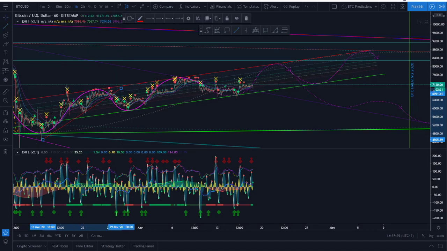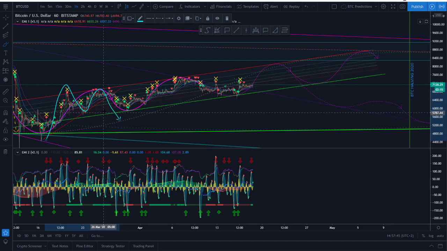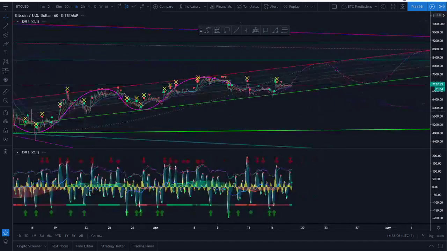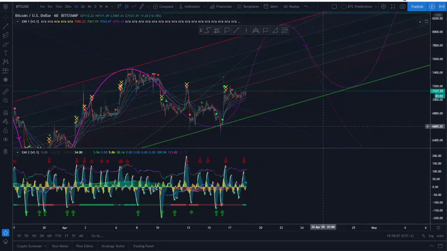I mean, then it broke down to the downside, right? And that's why I like wedges. They don't consolidate a lot for a long time. Channels, well, as you can see, you get a lot of scalp opportunities or day trading opportunities. Which is not bad, as well, if you do it right.